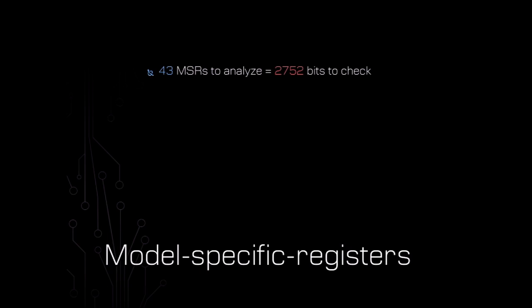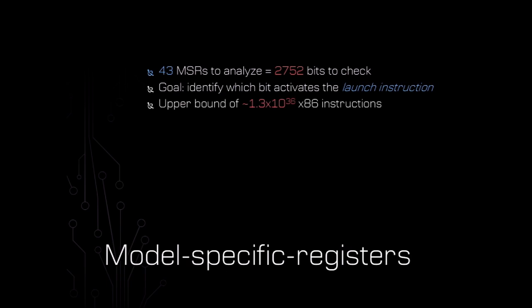The problem is 43 MSRs is still 2,752 bits to check at 64 bits apiece. That is a lot of bits to sift through. I want to find one bit that activates this launch instruction, this new x86 instruction, but that's too many bits for me to go through by hand, especially when you consider the magnitude of the x86 instruction set. So theoretically, one of these bits enables a new x86 instruction. Well, if we look at how many possible x86 instructions there can be, it turns out there's a lot.